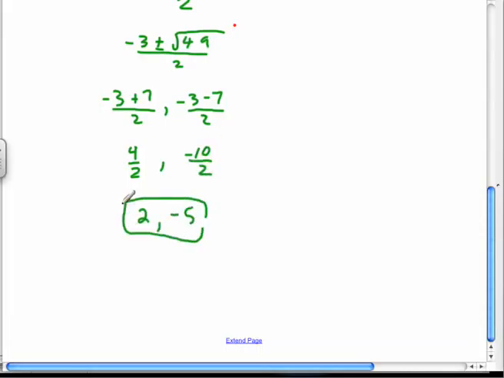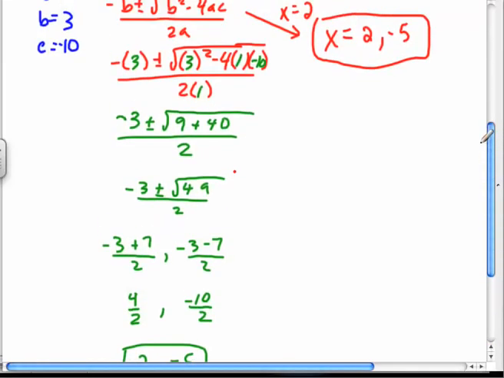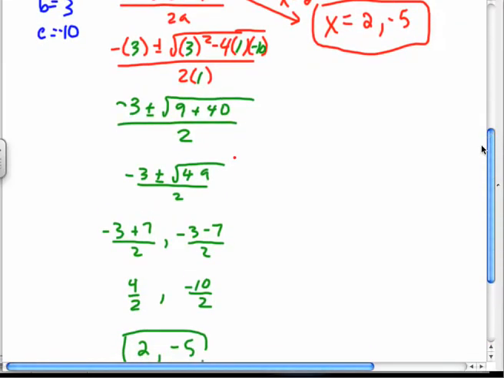Now, I did that pretty quickly, but this is a lot less work than that. All right? And I got the same thing. You can see, if I can factor it, it's probably a lot faster to solve it that way in factored form than it is using the quadratic formula. Okay? All right. Good job, guys.